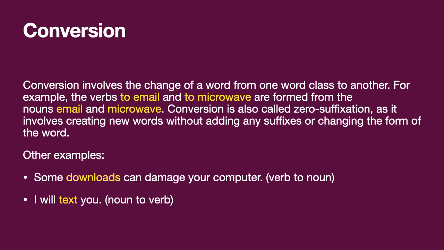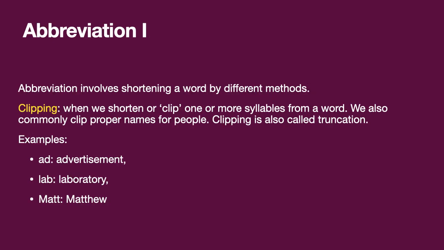Some downloads can damage your computer. So the word download is actually, initially it was a verb, to download something. But here it is used as a noun. It is an example of conversion. Then, I will text you. Text was actually a noun. But here it is used as a verb. I will text you.